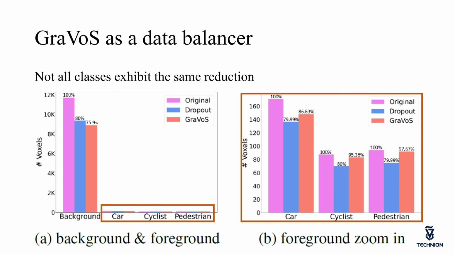This figure shows the average number of voxels with and without GraVoS. The background has significantly more voxels than the foreground and accordingly, significantly higher voxel reduction. Zooming into the foreground to the right, the car category receives most of the voxel reduction. Thus, GraVoS effectiveness may be attributed to data balancing.